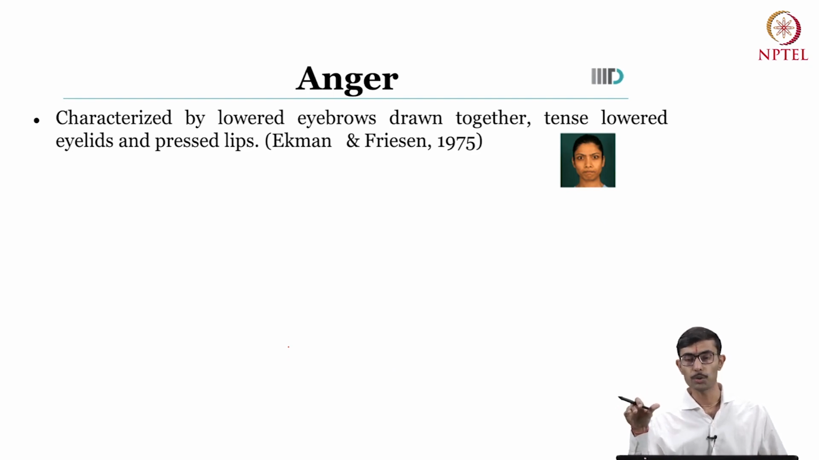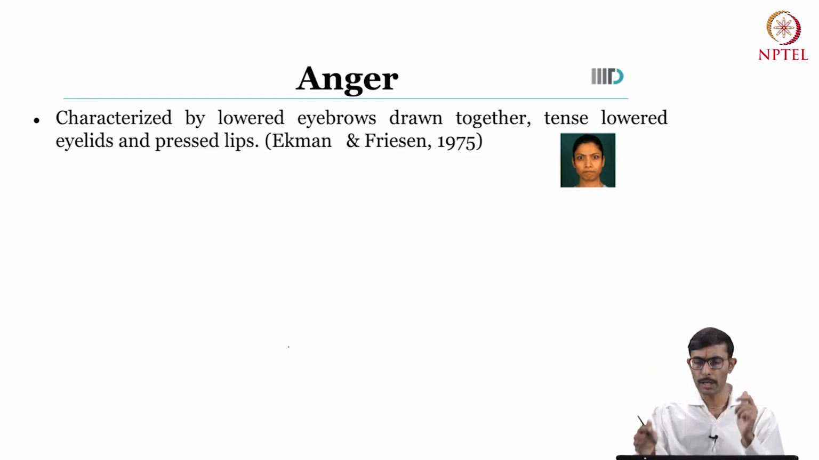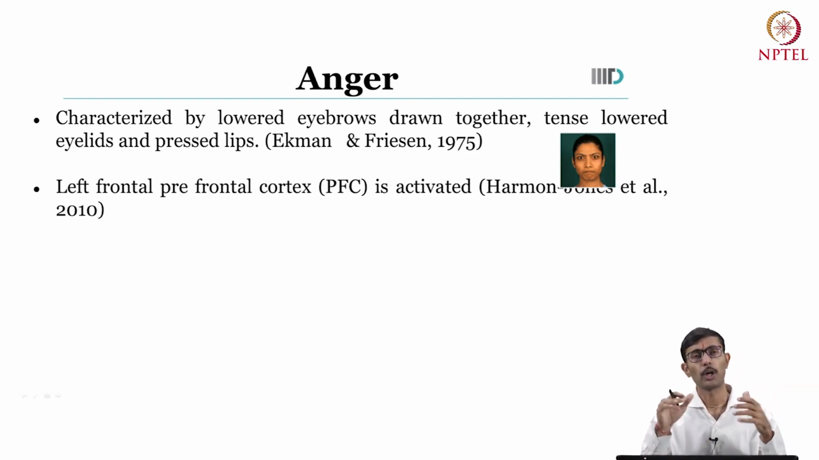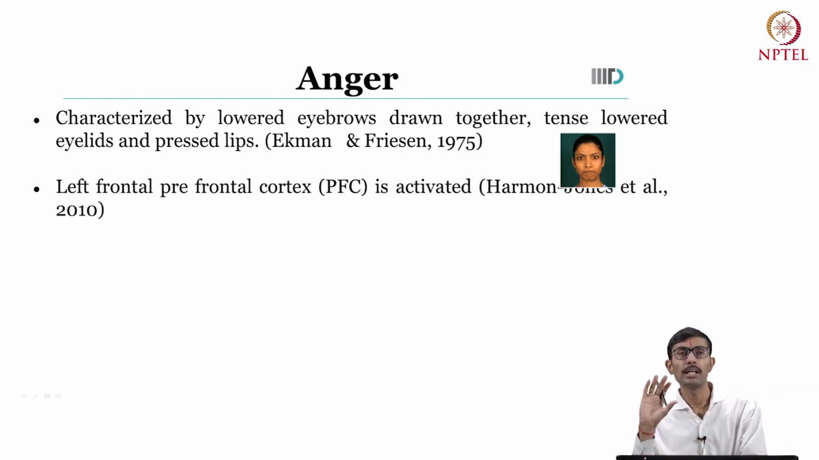Now if you look at the anger emotion, just like in the fear emotion, we also have widely open eyes here. In this case the eyebrows are also drawn together, the eyelids are lowered, and you have pressed lips. This is how the facial expressions characterize the anger emotion. Of course, these are not the only things that are there, and a bit of individual variability can be there.